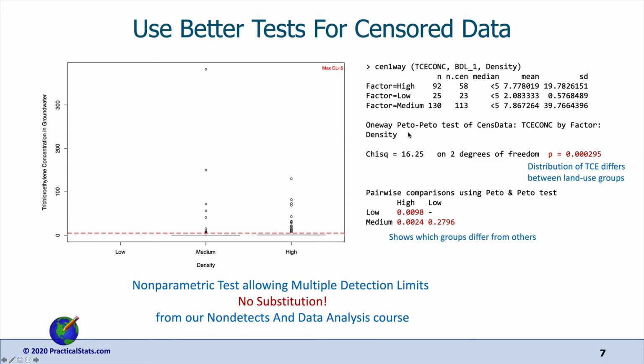This is done with something called a Pareto test, and you'd find out more of what that kind of test is in the course. You can also do pairwise comparisons, so the low versus the medium group are not different, but the high versus the low and the high versus the medium are different. So this percent of data above 5 is part of the signal contributing to this difference. All of this is done without substituting 1/2 or any other fraction for data with nondetects.